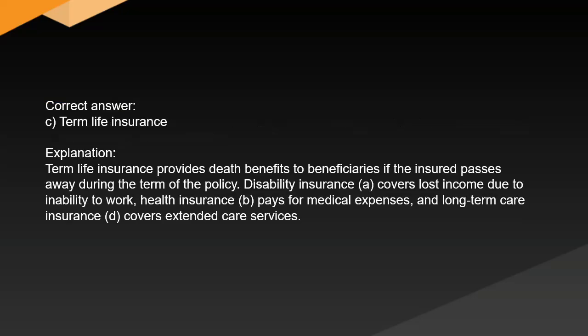Correct answer: C. Term life insurance. Explanation: Term life insurance provides death benefits to beneficiaries if the insured passes away during the term of the policy. Disability insurance, A, covers lost income due to inability to work. Health insurance, B, pays for medical expenses. And long-term care insurance, D, covers extended care services.